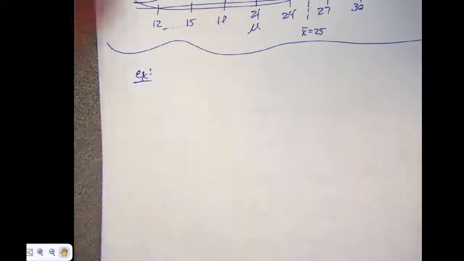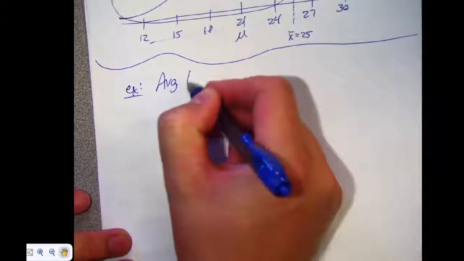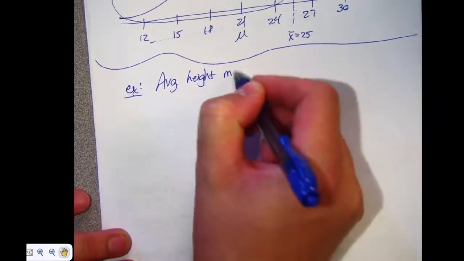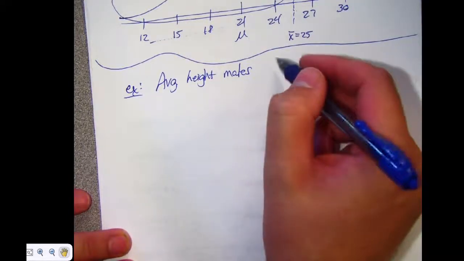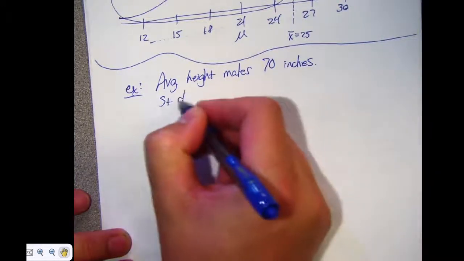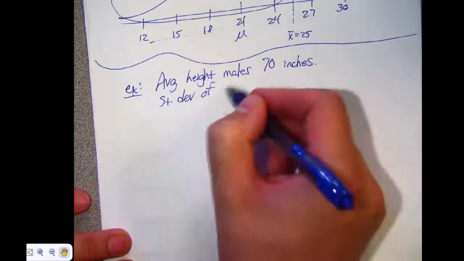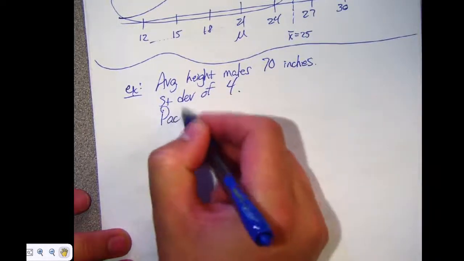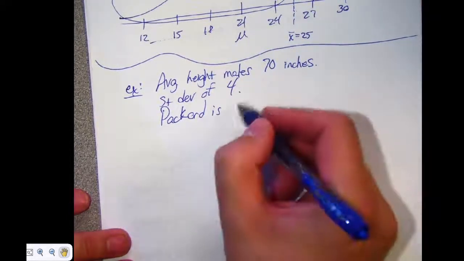Let's do another one. Let's say average height for males is probably 70 inches. Oh, I did this in the warm-up, didn't I? Yeah. That's all right. Whatever. Standard deviation of 4, let's say. Packard is 64 inches tall.